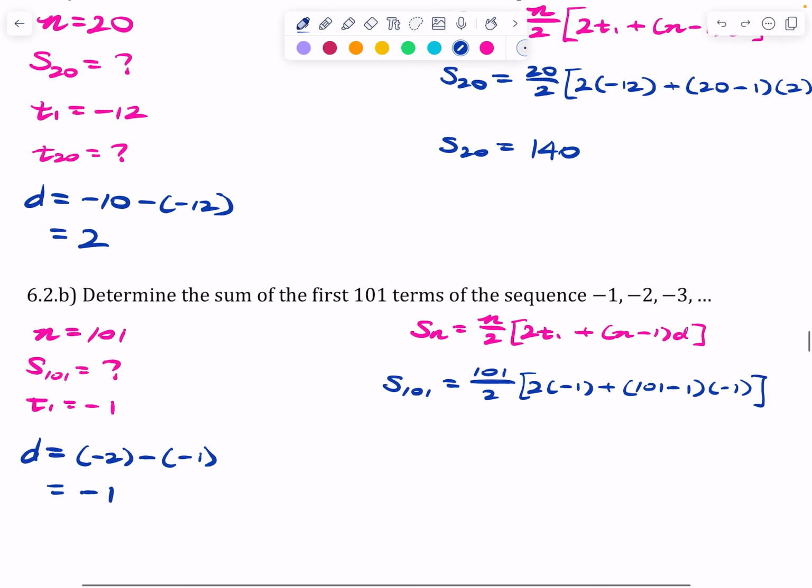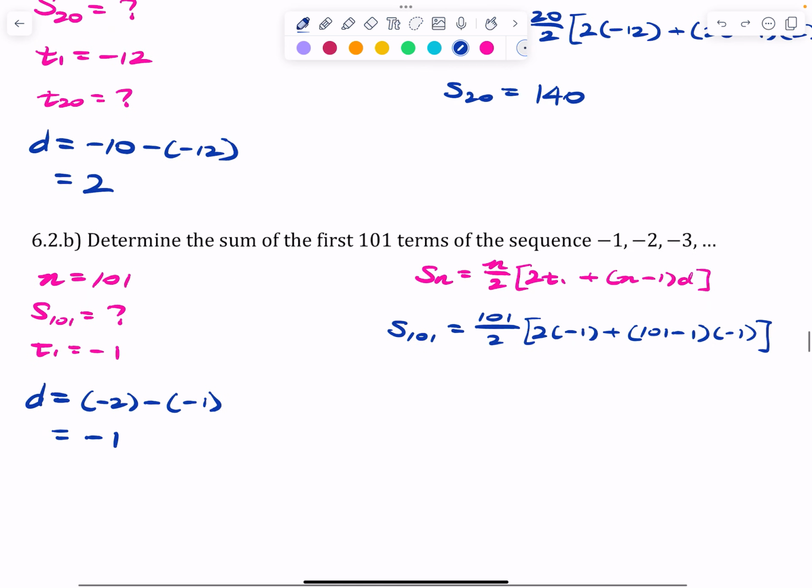Anyways, at this point, calculator. According to my calculator, this is negative 5151. So negative 5,151 as that result. That is done.